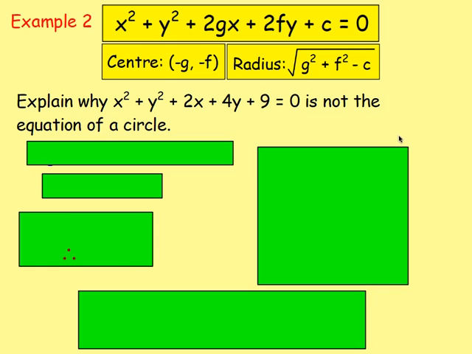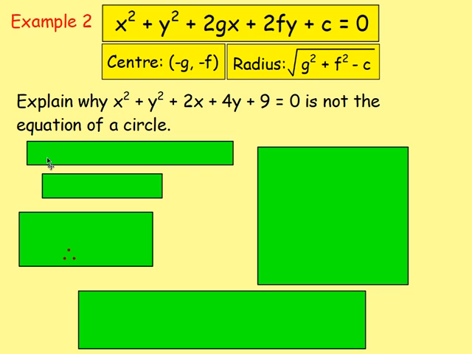Example number 2. Explain why x squared plus y squared plus 2x plus 4y plus 9 equals 0 is not the equation of a circle. Yes, it is! No, it's not. Because it says here to explain why it's not the equation of a circle. But it is! Well, let's go through this and find out.